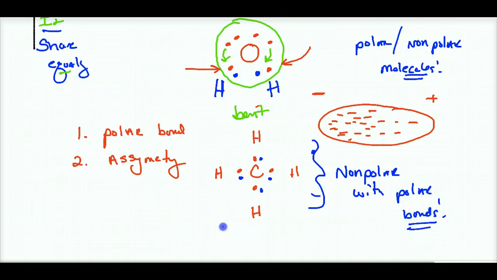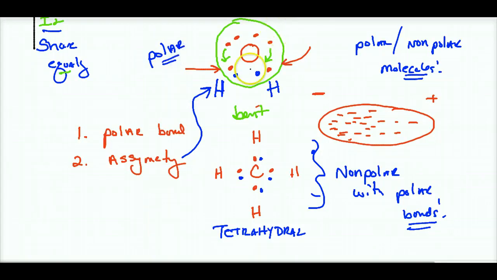Okay, and this shape is a tetrahedral. You're responsible for that shape. Okay, tetra for 4 sides. Now, water has polar bonds, 2 of them, but because it's asymmetrical, it's a polar molecule. Why is it polar? It's got a negative side and a positive side.